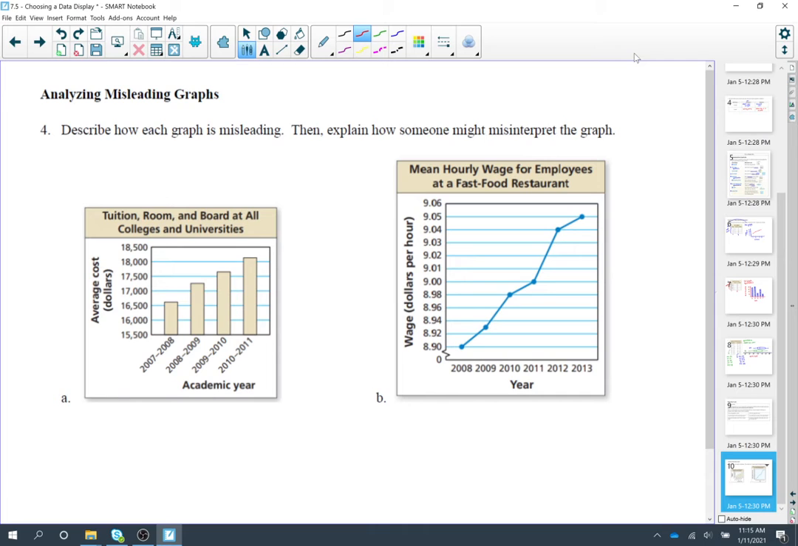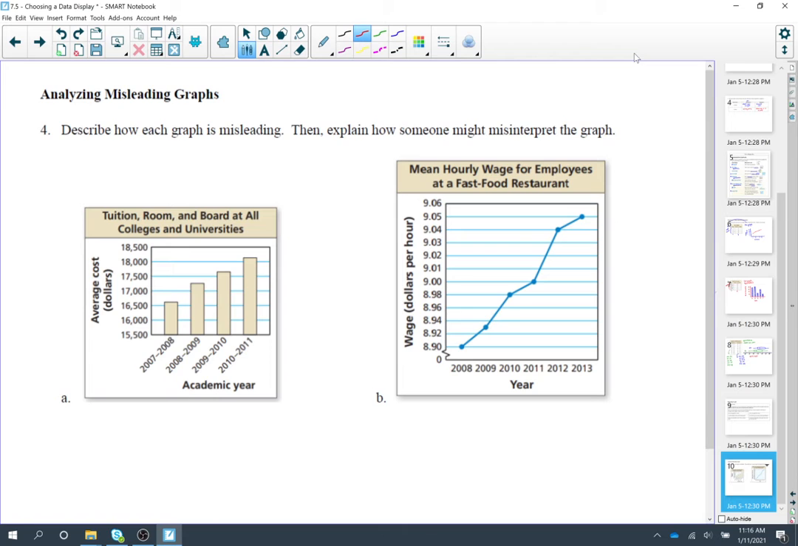Analyzing misleading graphs. Example 4: describe how each graph is misleading. Then explain how someone might misinterpret what's going on in the graph. Let's start with example A. In example A, we're talking about tuition, room, and board at colleges and universities. On our y-axis, we have the average cost in dollars, and on our x-axis, we have the academic school year.